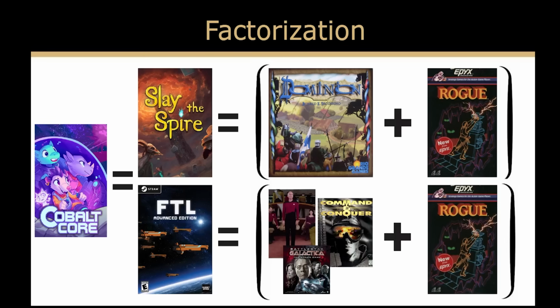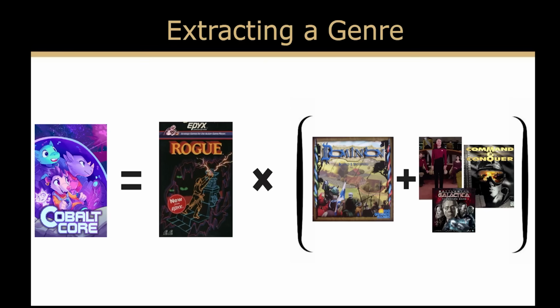But what about FTL? FTL is this cluster of stuff we're going to interrogate in a second, plus Rogue, because both of them fundamentally have this concept of there is a procedurally generated world and permanent death, and you want to see how far you get, and it's different every time. So, therefore, now remember, you did this in school, we can extract Rogue.